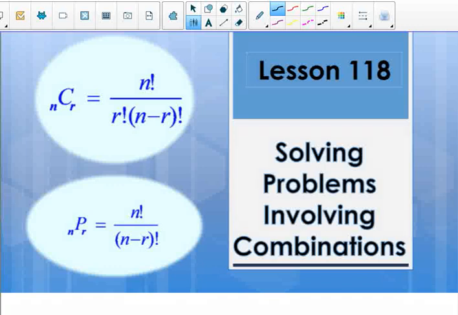Notice that the only difference in these two formulas is that in the combination you have the r factorial on the outside, and in the permutation you don't have it there. The reason you have an r factorial in the denominator is because order does not matter in combination. Because order does not matter, you have to take out any duplicates, any listing of the same items but in a different order. You need to take those out because they are the same combination.